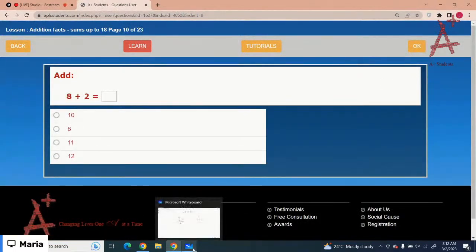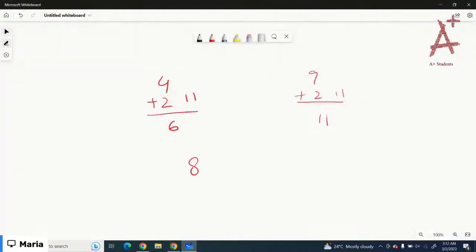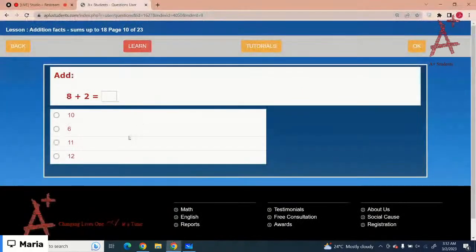The next one is 8 plus 2. So start with 8 and count up 2: 8, 9, 10. So 8 plus 2 makes 10. Got it? So just select the correct option and click on the OK button.